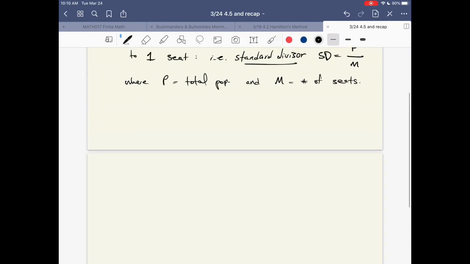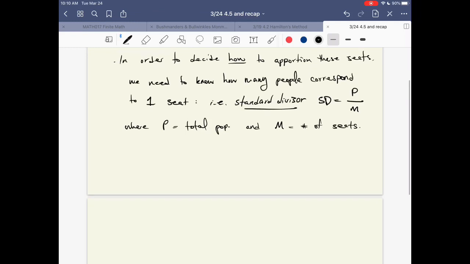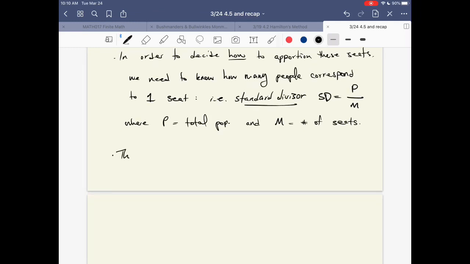So once we've found the standard divisor, then we can figure out approximately how many seats a state should receive.